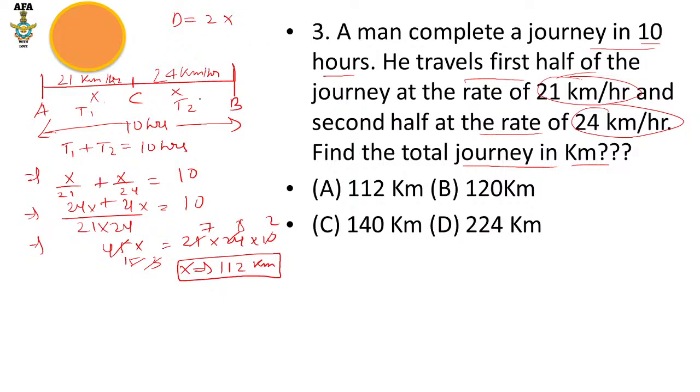Total journey is x plus x, that is 2x. So 2x means 2 into 112, that will be equal to 224 kilometer. Clear? I hope this thing is clear.